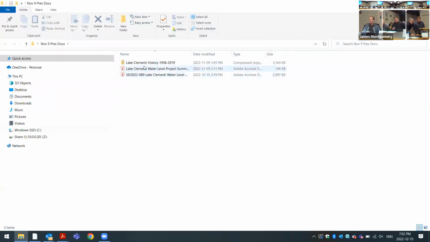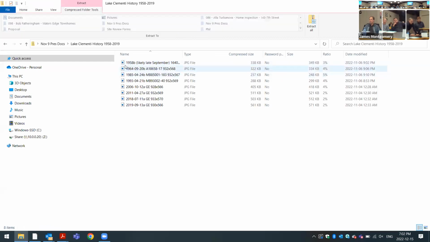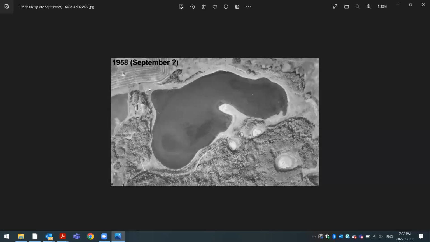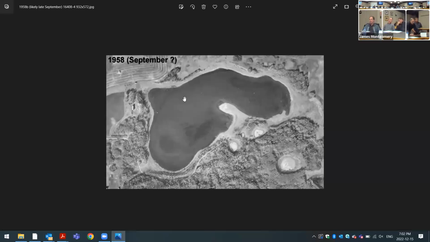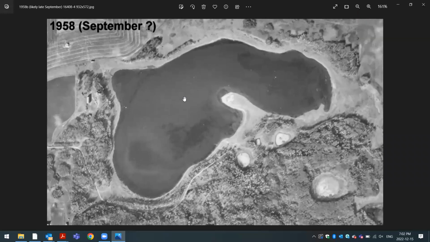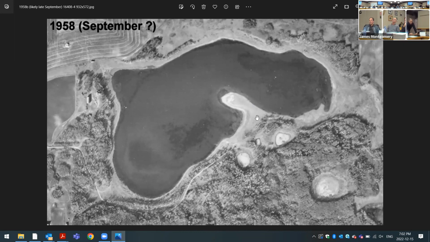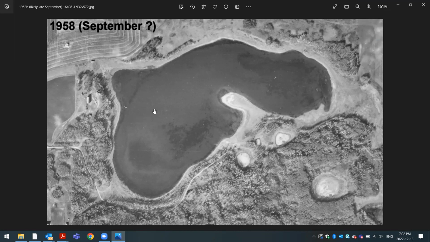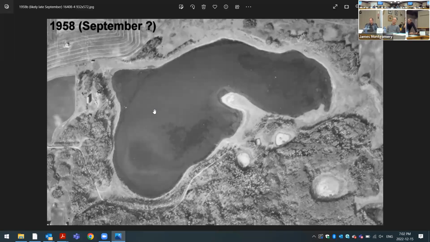I want to contextualize everybody a little bit with a little bit of history. We're going to start with an image of 1958. This is what Lake Clementi looked like in 1958. As you can see, it was a lot lower. There was quite a bit of land up here, and this is a property that's being inundated right now. I don't remember 1958, I wasn't around, but one thing we want to notice here is there's no construction here whatsoever in 1958.